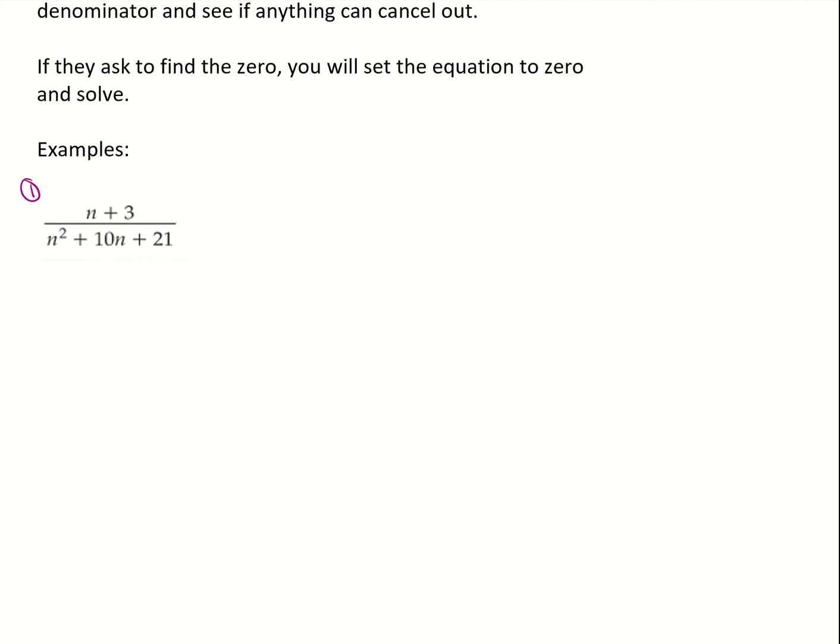We have n plus 3 over n squared plus 10n plus 21. What we're going to do is see that the denominator can be factored. I'm going to leave the numerator as it is, and then I'm just going to factor this down. Remember, when we factor, we find the factors of 21, or c, and the factors of 21 are 7 and 3. The product of them gives me 21, and the sum of them gives me 10. Excellent. So I'm going to have n in one quantity and n in the other.